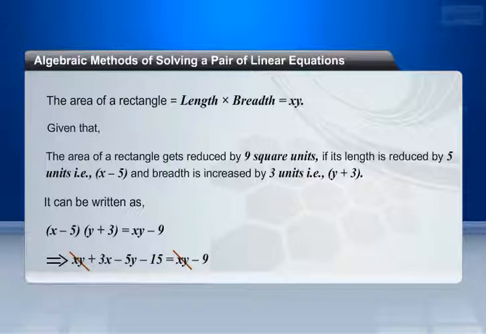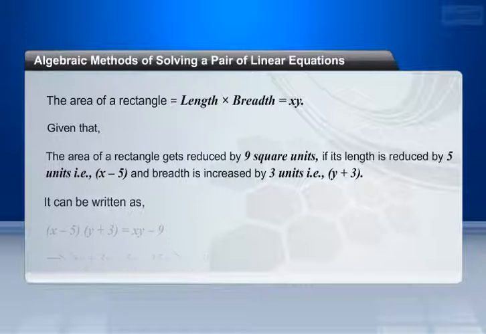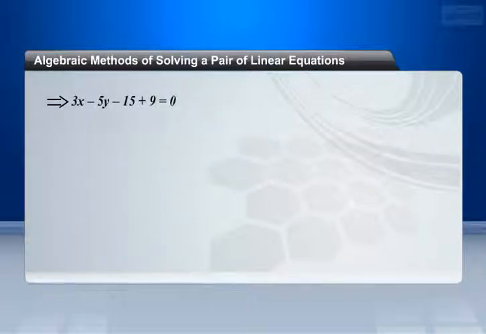This implies that xy plus 3x minus 5y minus 15 equals xy minus 9. This implies that 3x minus 5y minus 15 plus 9 equals 0. This implies that 3x minus 5y minus 6 equals 0, make it as equation 1.